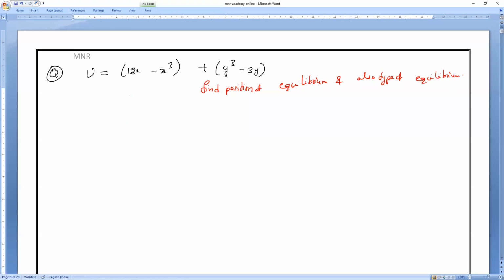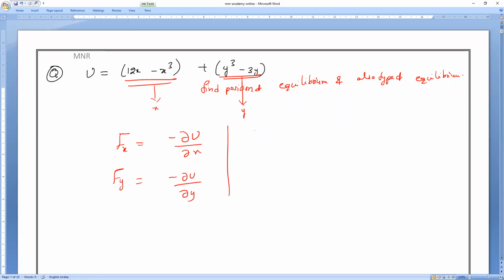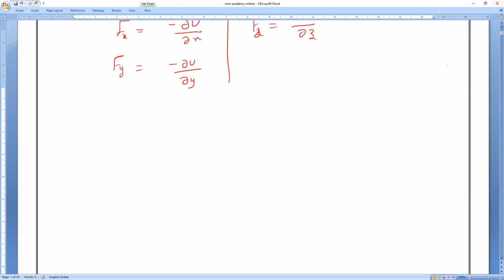First of all, notice it is potential energy in two directions. One is the x-axis, another one is the y-axis. Yesterday we studied that if it is the x-axis, it is del u by del x, and if it is the y-axis, it is del u by del y. If it is the z-axis, Fz is equal to minus del u by del z. So only here two things, x and y. With respect to y, x is 0, and with respect to x, y is 0. You should understand that.